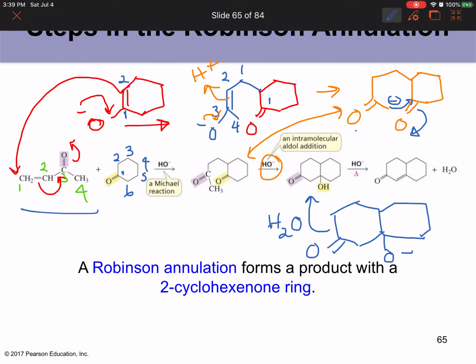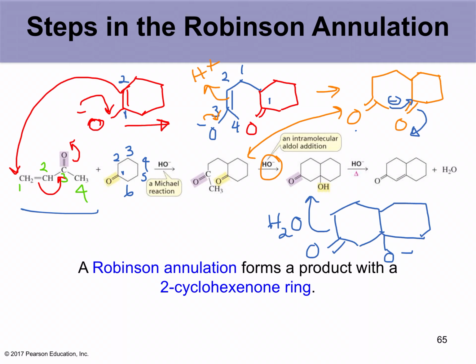Okay, and then when you add water to this one, protonating this O minus, you're going to get this product. Once you get this product, the dehydration will lead you to the alpha beta unsaturated carbonyl compound. So the hydrogen from here and the OH will be lost as a water molecule and then form this. Okay, so the steps in the Robinson annulation are: first the Michael addition, then the intramolecular aldol addition, and then removal of the water molecule.